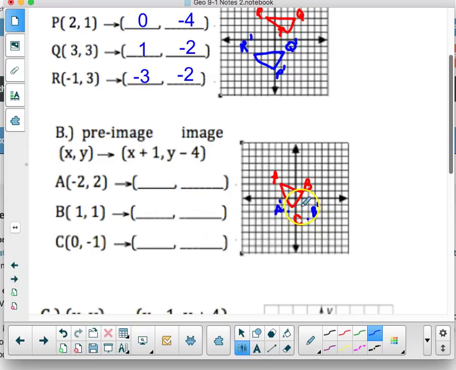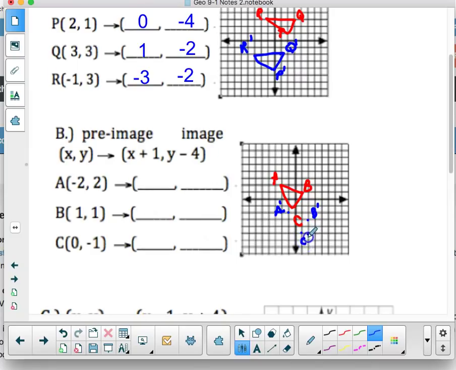Let's get a double check. Add 1, go down 4. 1, 2, 3, 4. Yep. And that should be my C prime. Now, this should be my figure, final resting place, my image. The red's my pre-image. So let's double check, make sure it makes sense.